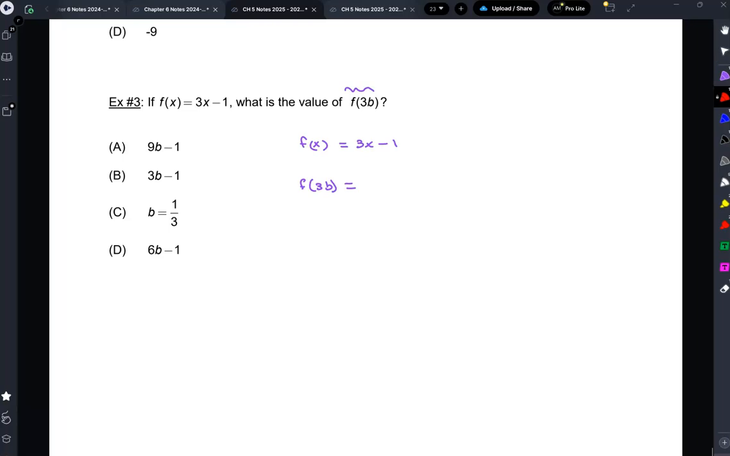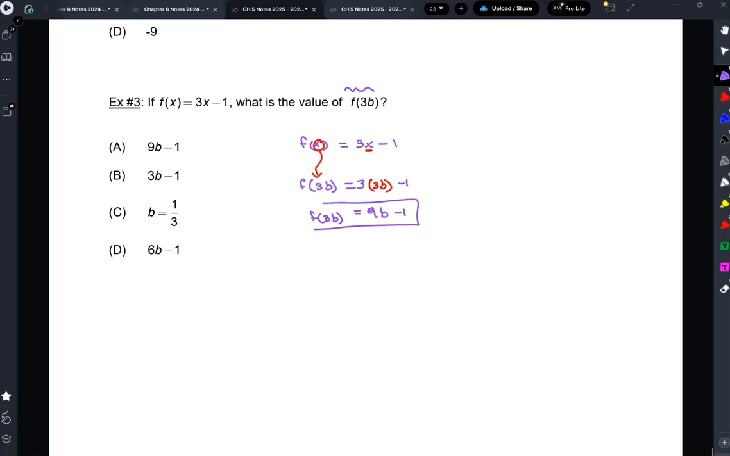However, let's take a look at what's happening here. We have f of x. We want f of 3b. In going from f of x to f of 3b, what's happening? The x is being replaced by 3b. That means inside the function, each x needs to be replaced by 3b. So here I have 3 times x, but now it's 3 times 3b minus 1. 9b minus 1, that's f of 3b.